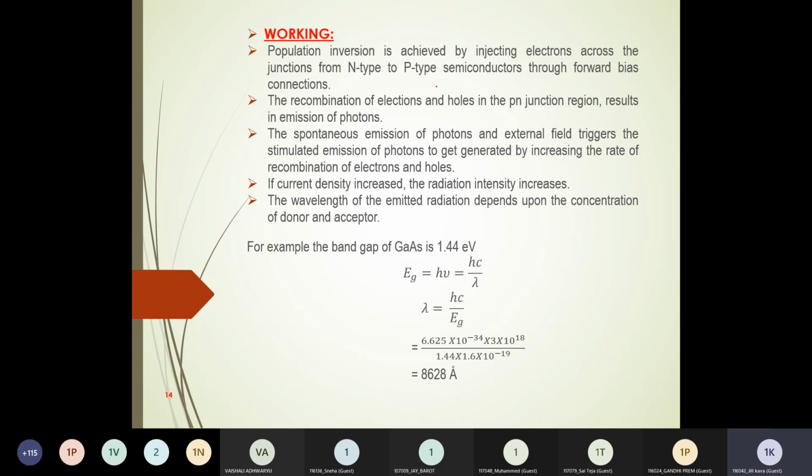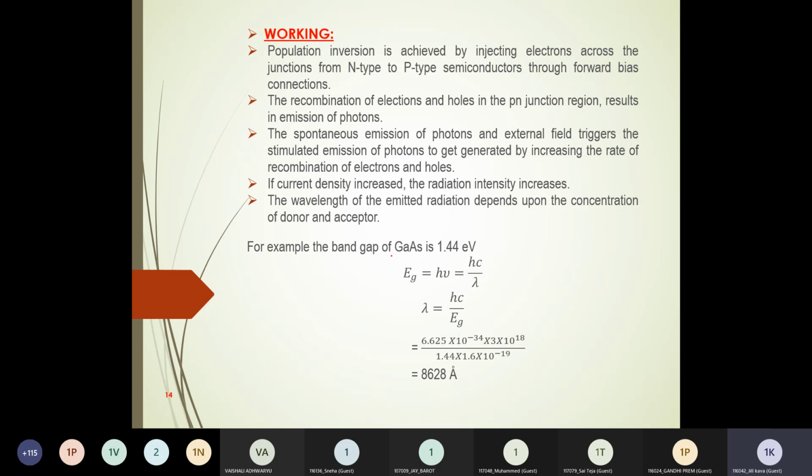So the working is, the electrons are in the N type and holes are in the P type, in forward bias. There is a recombination of holes and electrons from N to P, which results in the emission of a photon. The spontaneous emission of photons occurs, and because of an external field the rate of recombination of electrons and holes increases. To achieve this, different wavelengths are used for donor and acceptor concentration.